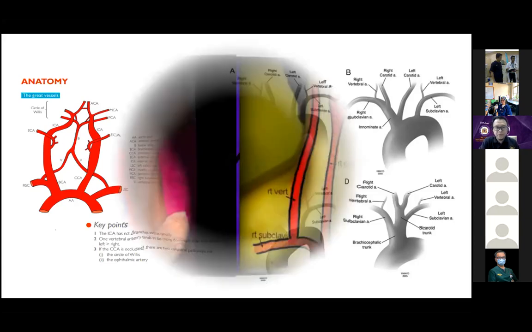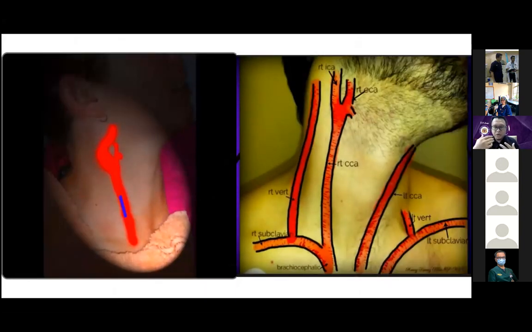Okay. So again, when we look into the landmarks over the neck, you can see here clearly on the right side, the brachiocephalic again branches from the aortic arch. So it becomes the right CCA, and we can see here the ICA and ECA, and the subclavian as well as the right vertebral artery. So for the purpose of this carotid Doppler ultrasound discussion today, we only focus on the CCA, ICA, and ECA.